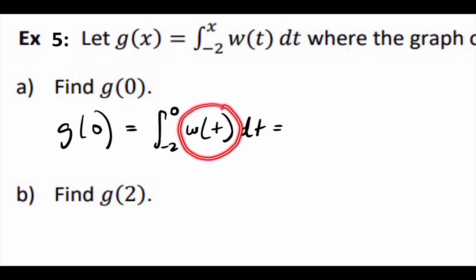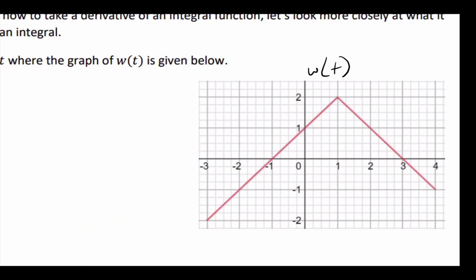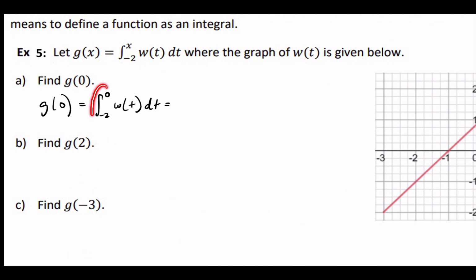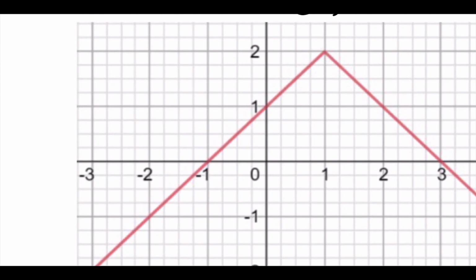Where is this at? W of t. Where do I know where w of t is? There it is. Doesn't this mean area under the curve? For this guy here? From where to where? From -2 to 0. Okay, so let's go from -2 to 0. -2 is right here. 0 is right here.